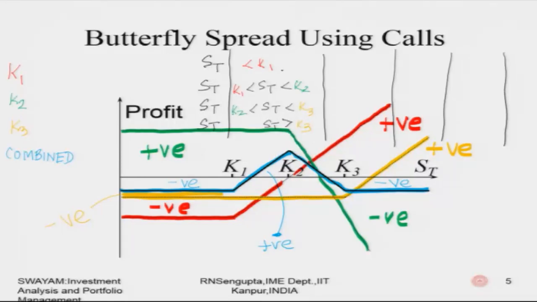For the red one, when it is less than K1, it is negative. When it is greater than K1 and less than K2, here also as per the norm, it is negative. For prices greater than K2, it is positive. The last part is also positive. So, this is the option corresponding to the one which is marked in red. And I will mention them within a few minutes.